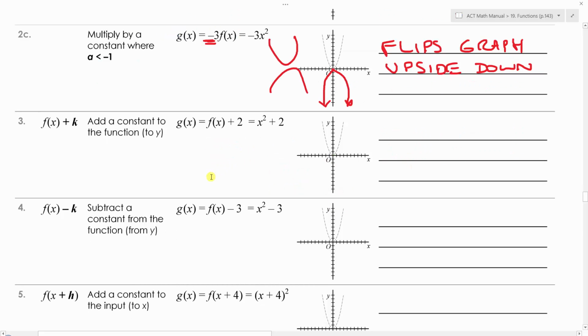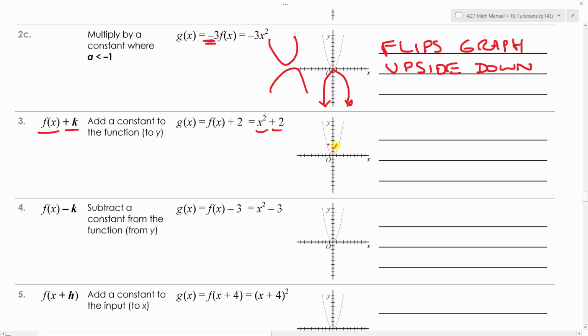Next, we could add a constant to our original function. We could take our f of x and we could add a constant to it. What that is going to do is it's going to increase all of the original y values. Remember, the original y values again were x squared. It's going to increase all of those original y values by 2. So instead of a 1, we're going to have a 3. Instead of a 0, we're going to have a 2. And instead of the 1 over here, we're going to have a 3.